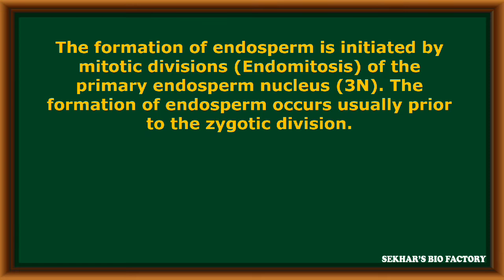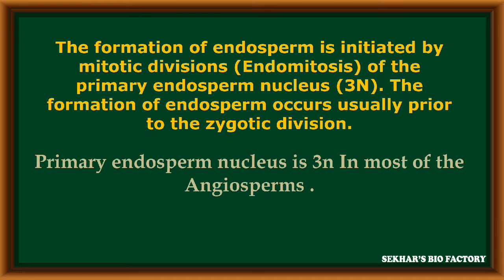The formation of endosperm initially takes place with the help of mitosis division. In this mitosis division, the primary endosperm nucleus undergoes endomitosis to become a triploid multicellular tissue. It is called endosperm. It occurs prior to zygote division. Generally, in most angiosperms, the primary endosperm nucleus is triploid in nature.